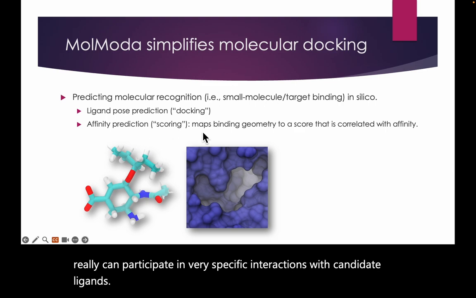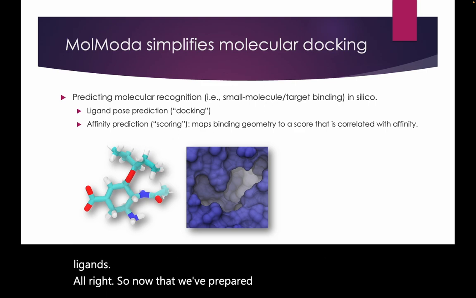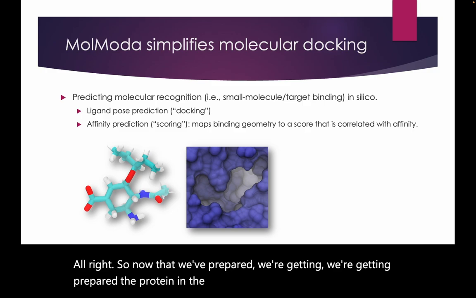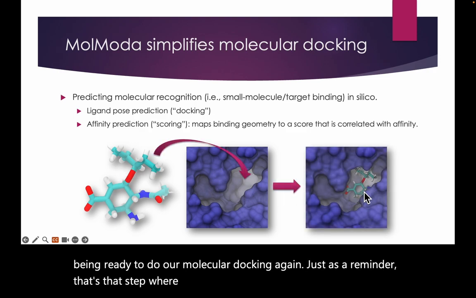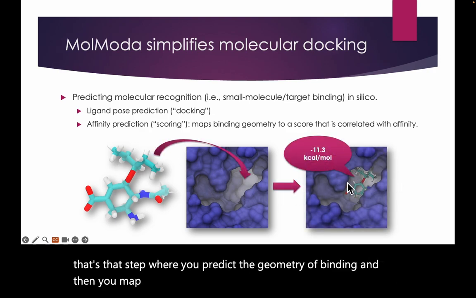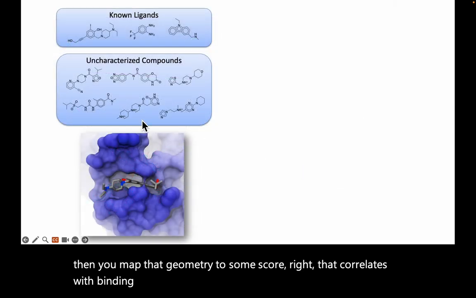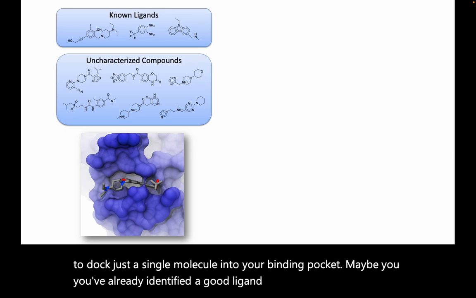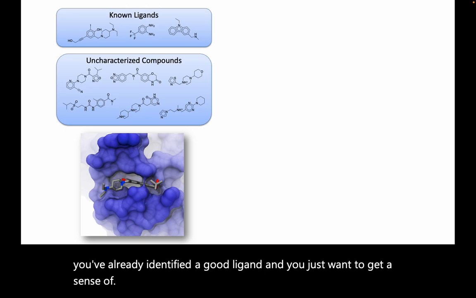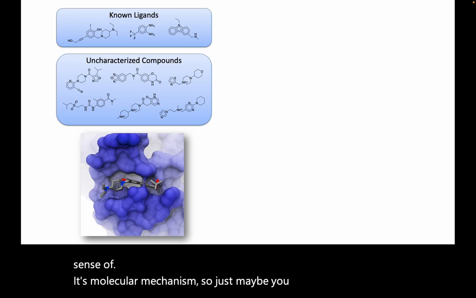All right, so now that we're getting prepared the protein and the ligand, we're getting much closer to being ready to do our molecular docking. And again, just as a reminder, that's that step where you predict the geometry of binding, and then you map that geometry to some score, right, that correlates with binding affinity. But in practice, a lot of times, you might want to dock just a single molecule into your binding pocket. Maybe you've already identified a good ligand, and you just want to get a sense of its molecular mechanism. So maybe you just want to dock a single molecule, right?